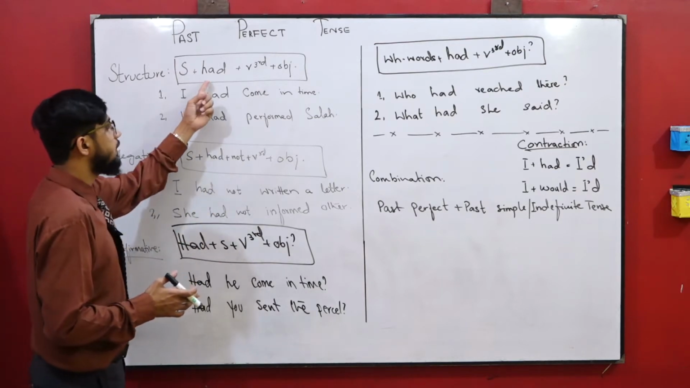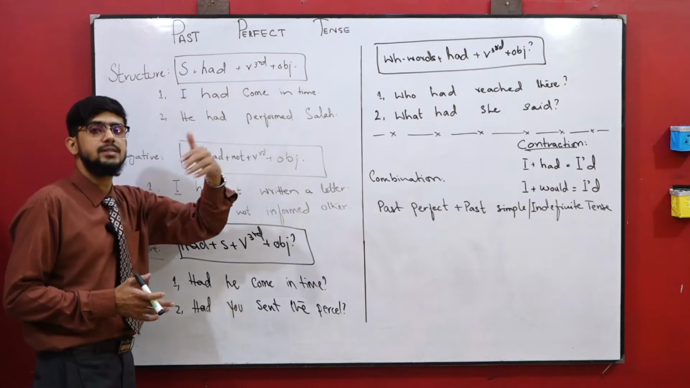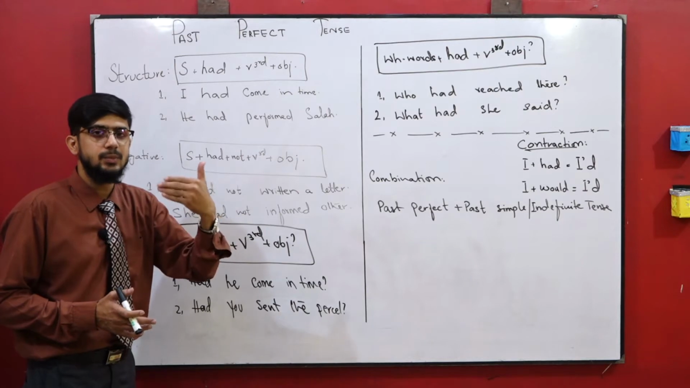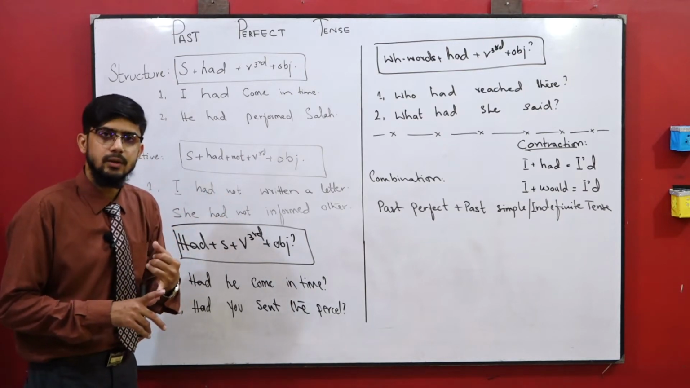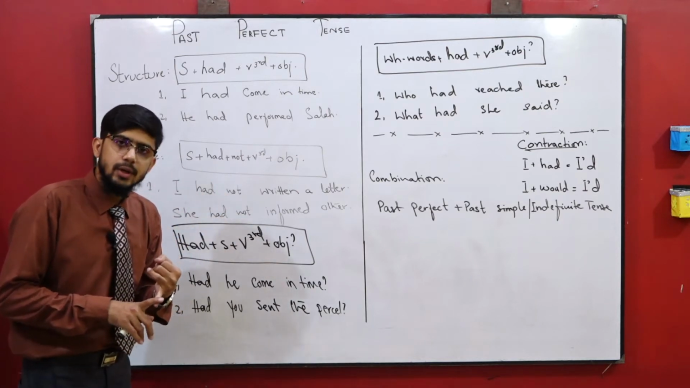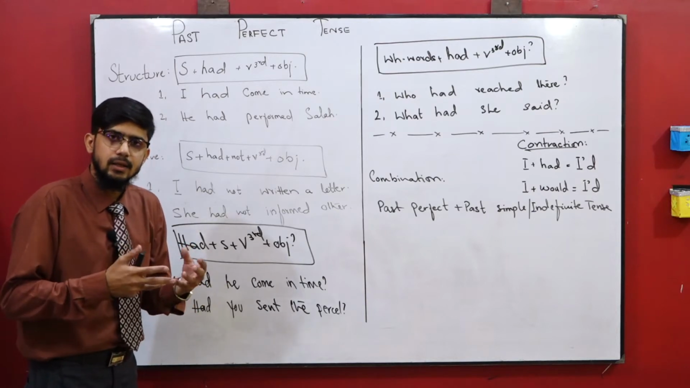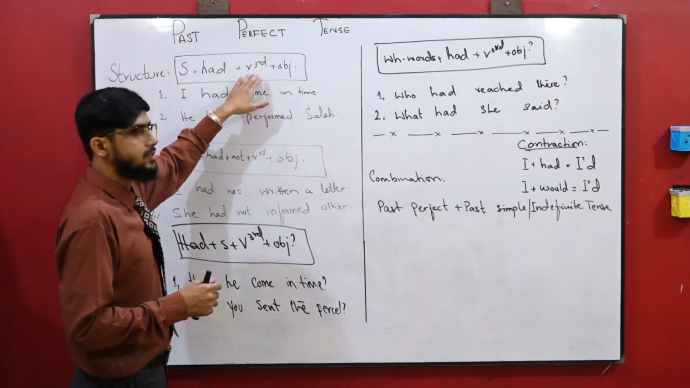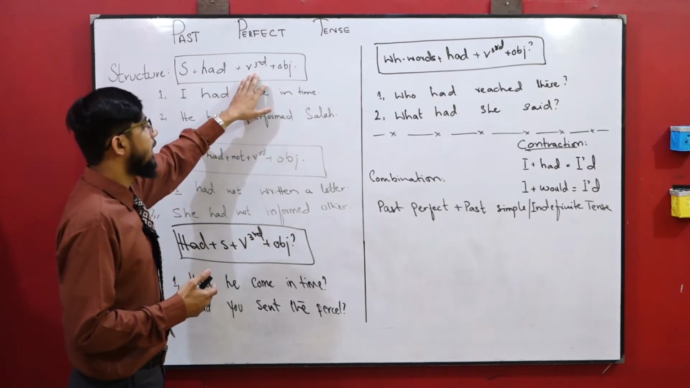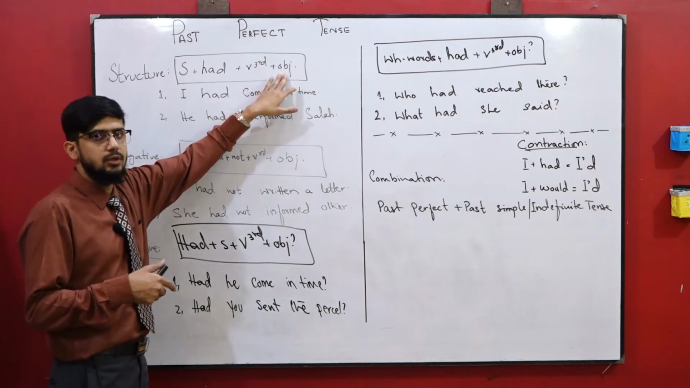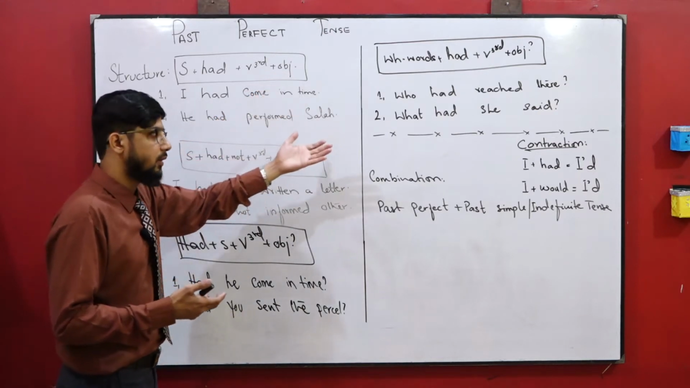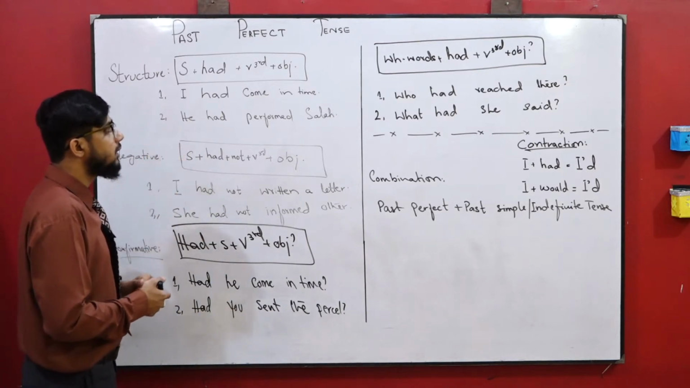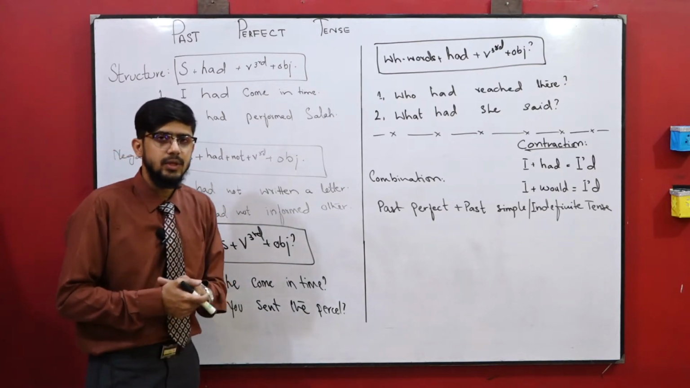Right after the had, we need to use the third form. The third form is the past participle form. Okay, as we discussed, past participle form, the third form like gone, eaten, spoken, written, said. All of these verbs and the other verbs are called the past participle form, the third form of verb. And right after the verb, you need to use the object or complement, whatever we need and require there. The first sentence we have is, I had come in time.